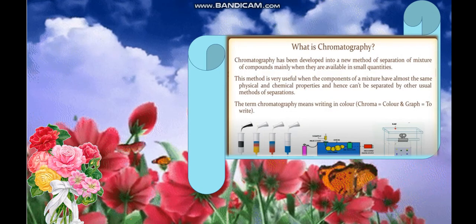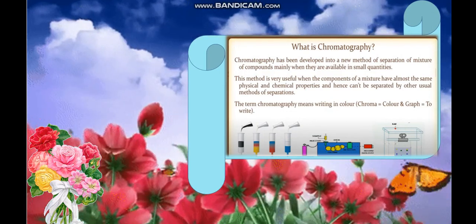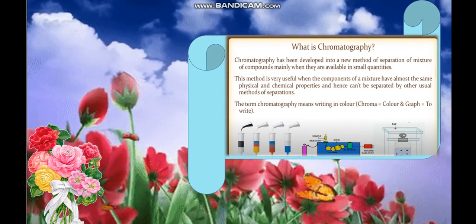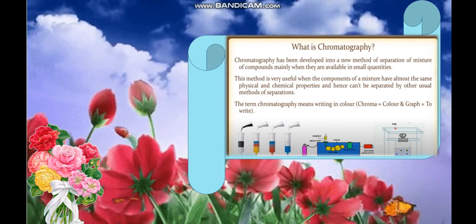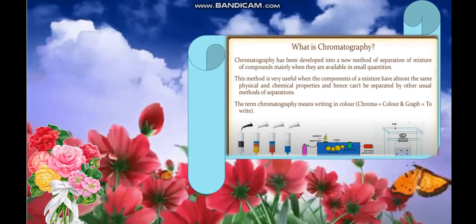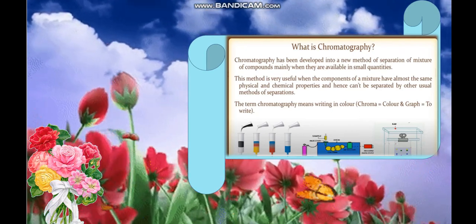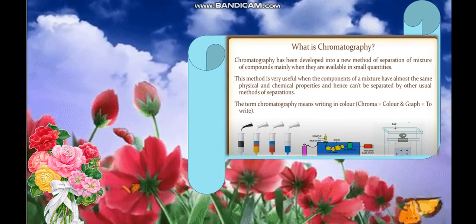This chromatography technique is mainly used for the separation of solid mixtures which are present in very small quantities, and also when the components have very similar physical and chemical properties. And chromatography means writing in color, because chroma means color and graph means to write.